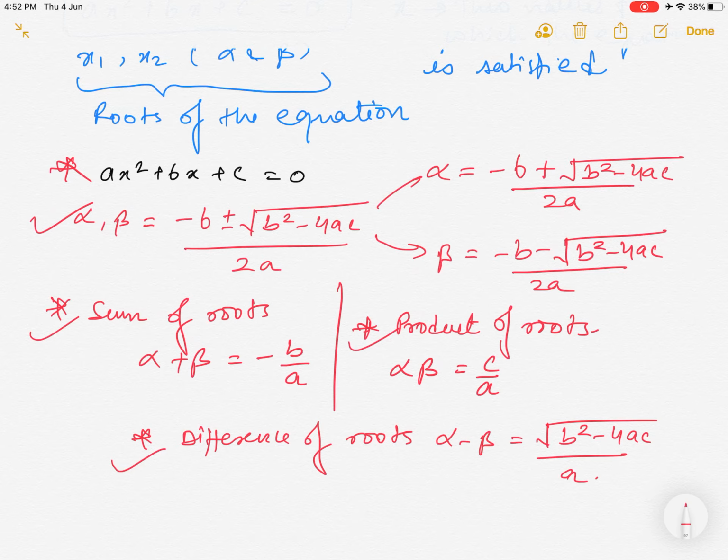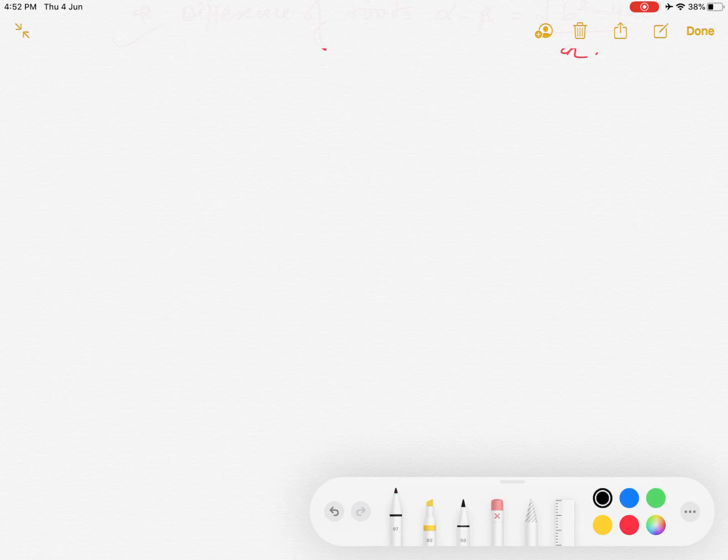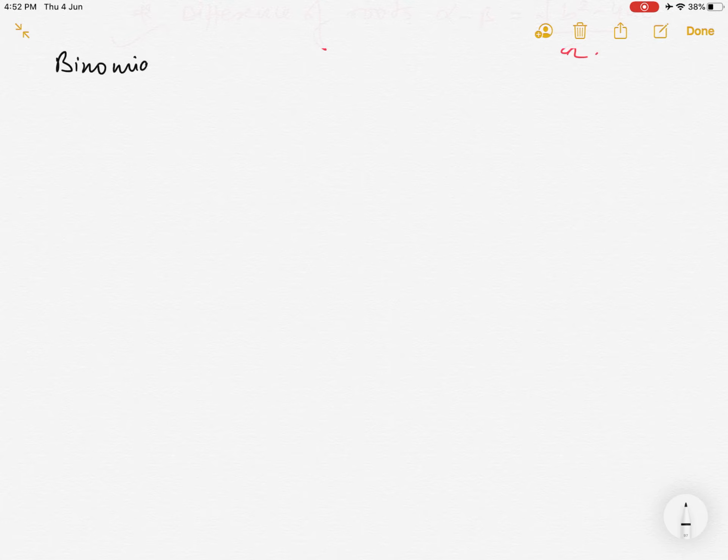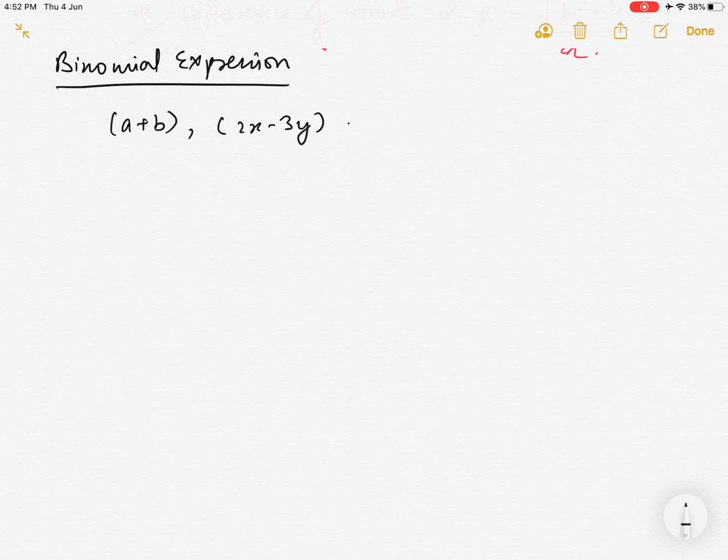Now, after quadratic equation, what we have next is something which we call a binomial expression. What's a binomial expression? An algebraic expression containing two terms is called a binomial, right? An algebraic expression containing two terms is called a binomial.